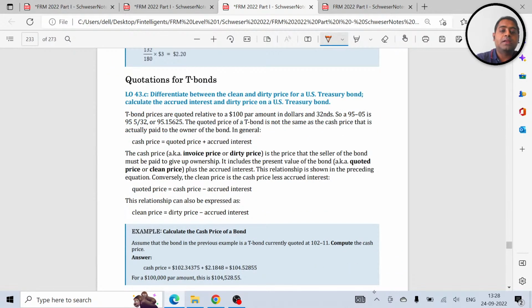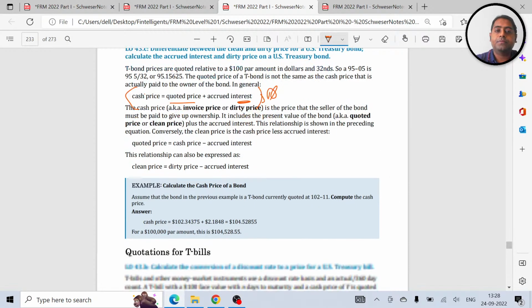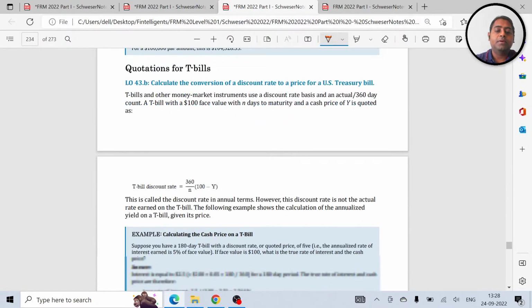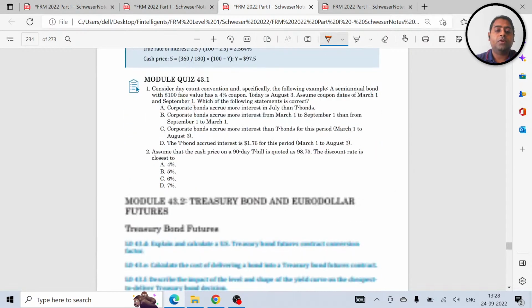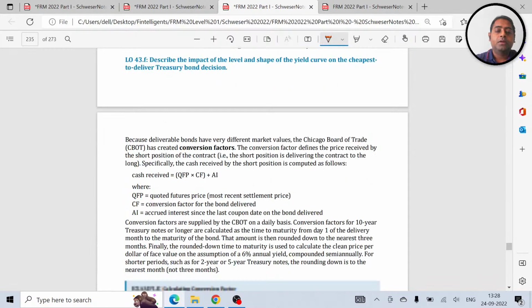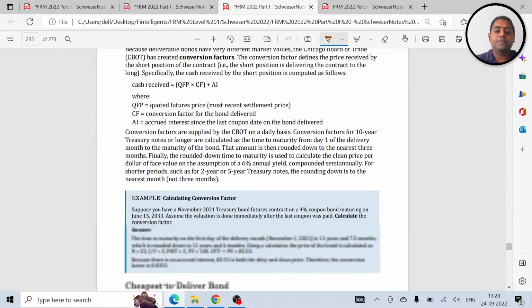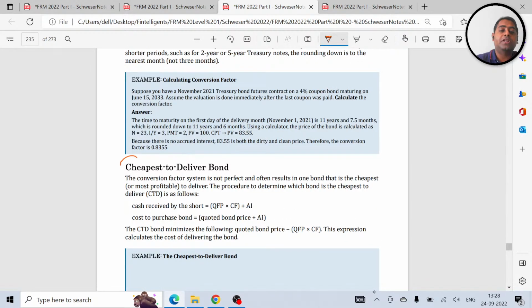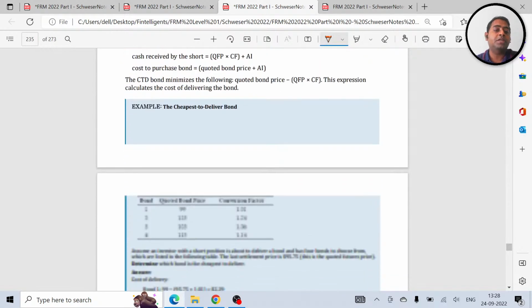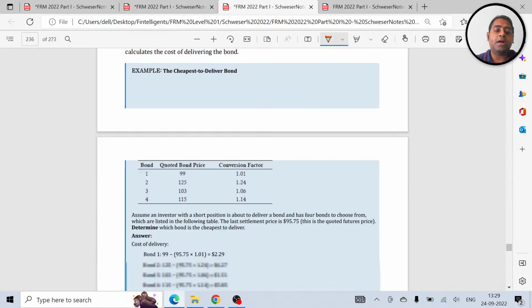Quotation for T bond, this clean price, dirty price, this logic is important. T bill is okay. They have not been testing heavily. Cash price, conversion factor, not tested. Cheapest to deliver bond, every exam they try to test you somewhere on this cheapest to deliver bond to make sure that you are okay with it. Mark it as double star.